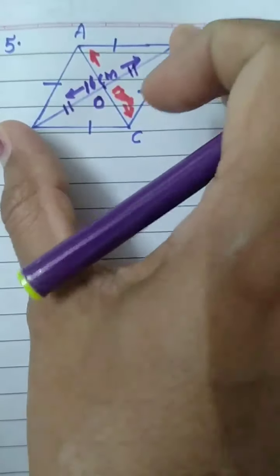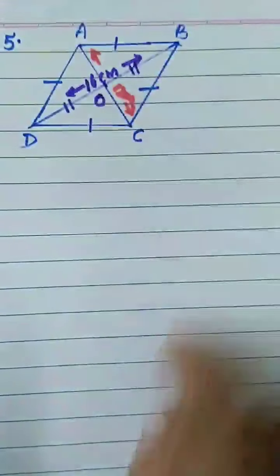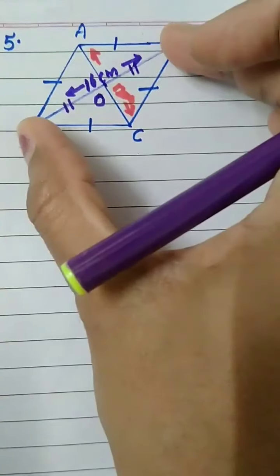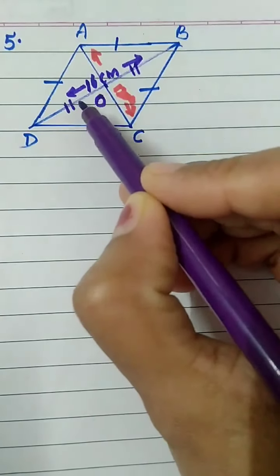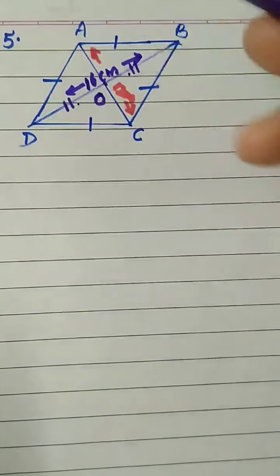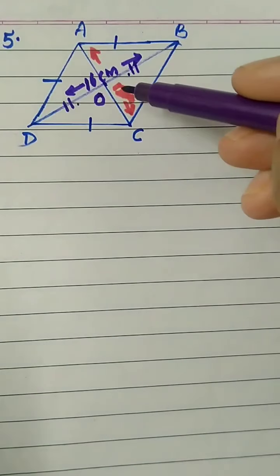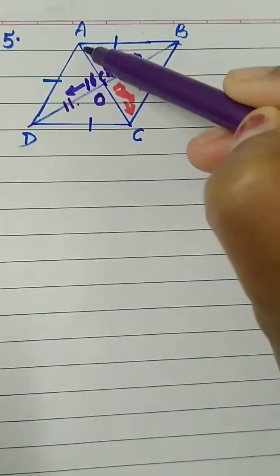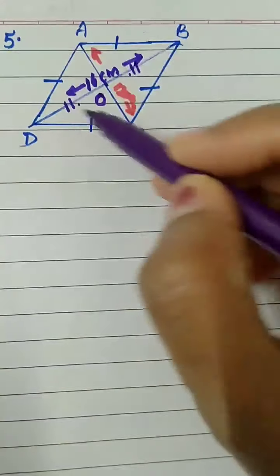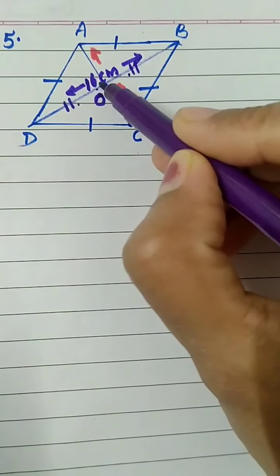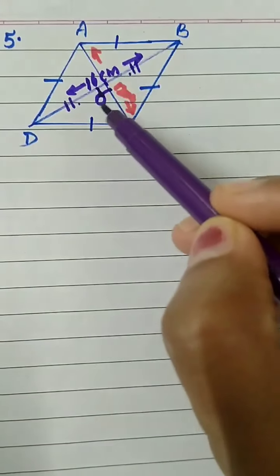So if the whole BD is 16, how much will be DO and OB? 16's half, 8, 8. Similarly, the diagonal AC is 12. So how much will be AO and OC? 12's half will be 6 and 6. And what is the other property that you learned? That the diagonals in a rhombus are perpendicular to each other. So the perpendicular sign we have to mention. So show the perpendicular sign also.